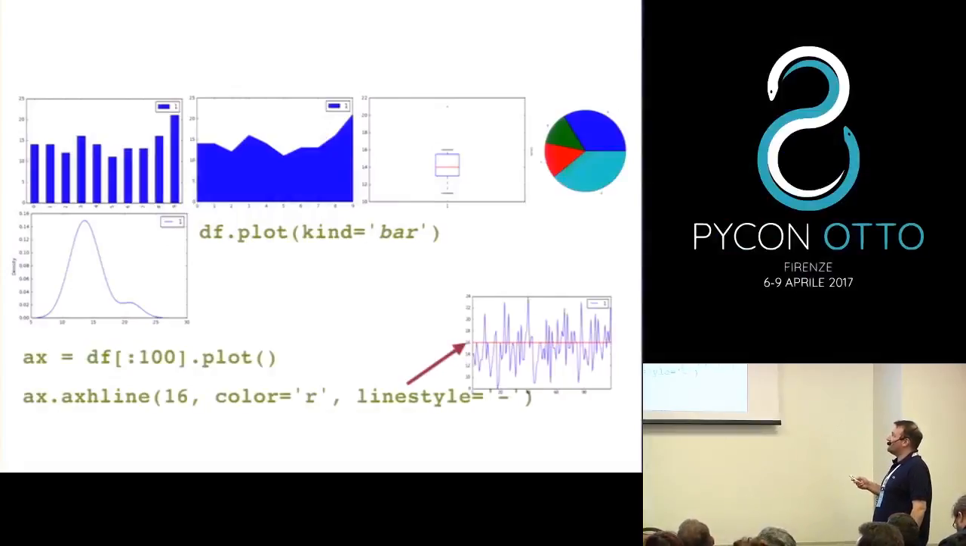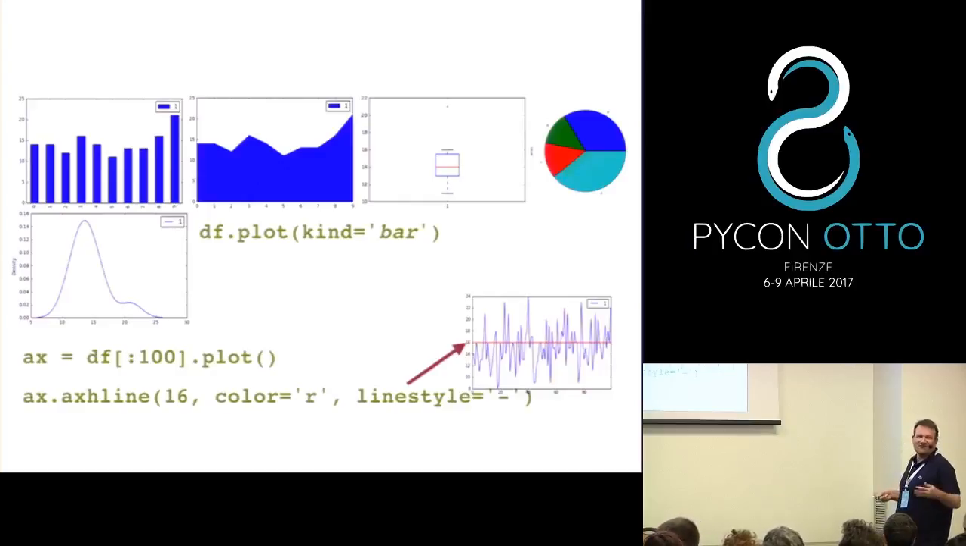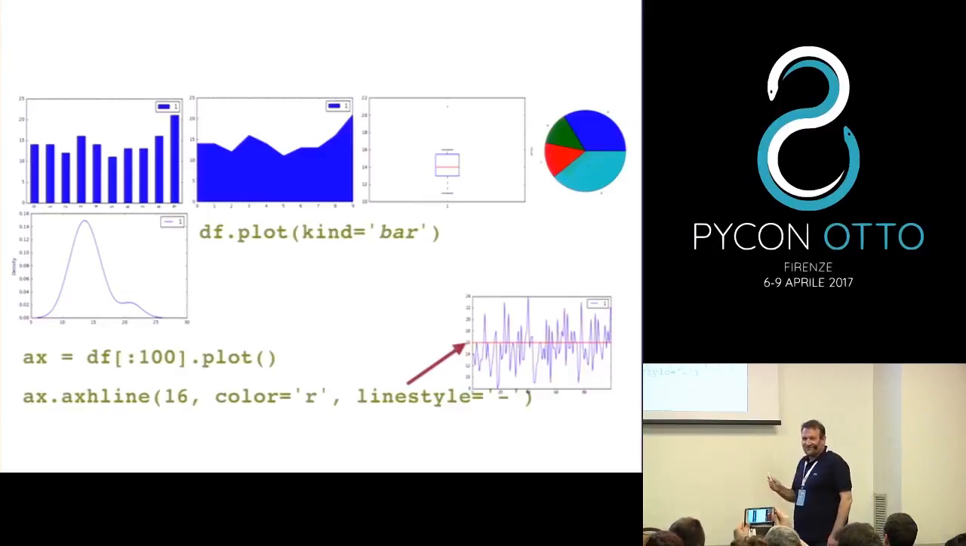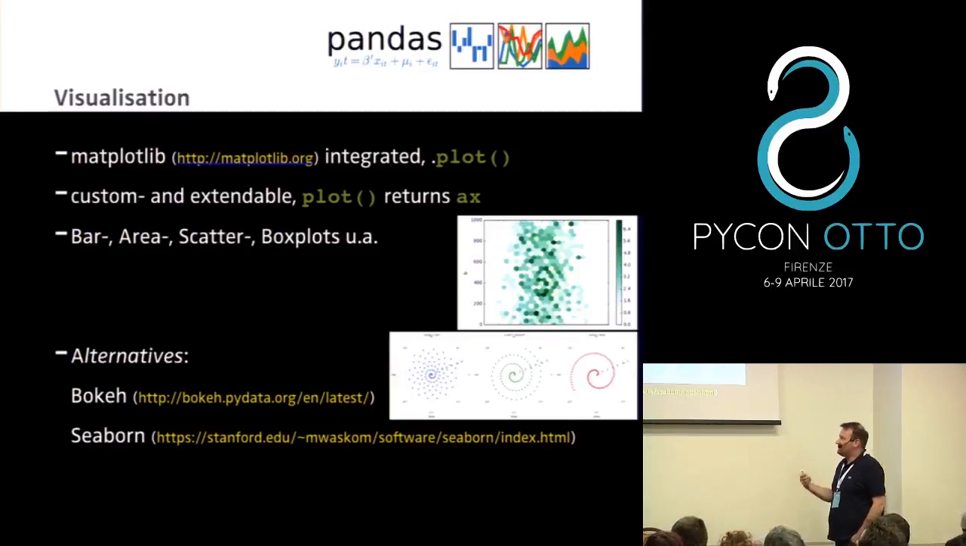You have bar charts, area charts, distributions. The plot function also returns the AX object from matplotlib, so you can improve your graphs really easily by working on the AX object, and you can, for example, just add a line. Here I just guessed the average temperature in our data set, and I said, okay, I'm too lazy to calculate, so it's 16. Let's put a line there, and we will see how good my guess was. So that's it for visualization.